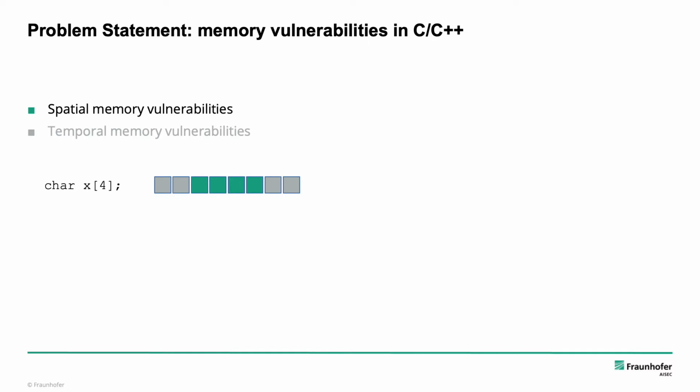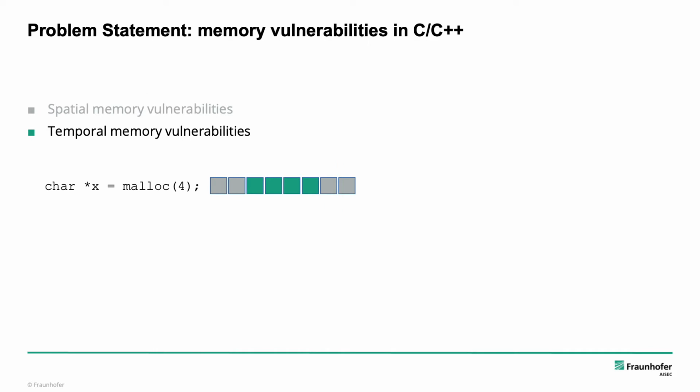Memory vulnerabilities in the two languages are of two types. Spatial memory vulnerabilities are about going outside the bounds of objects. If we imagine X, a 4-byte array of characters, shown here in memory with green, then a spatial memory vulnerability is going outside the bounds of this object, in this example writing to the fifth element of the array.